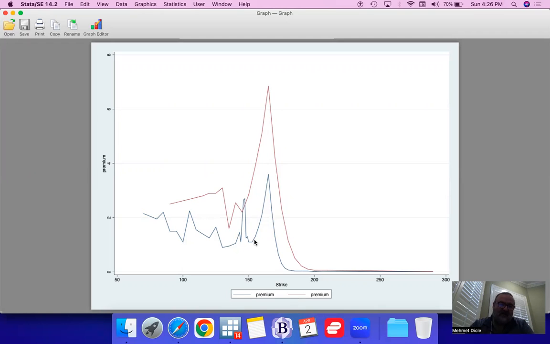However, notice that on the deep in the money side, or the in the money side, you actually still have quite a bit of a premium. But when you go out of the money on the higher strike price, it actually reaches very low values, pennies.